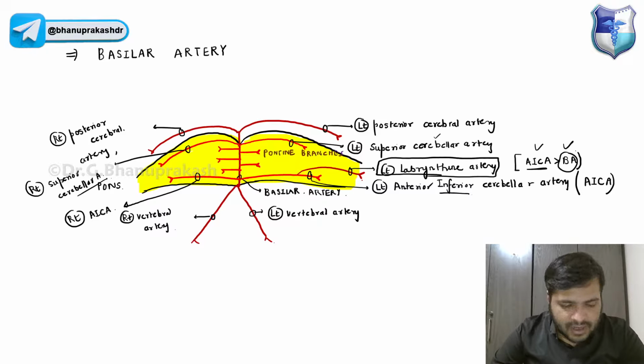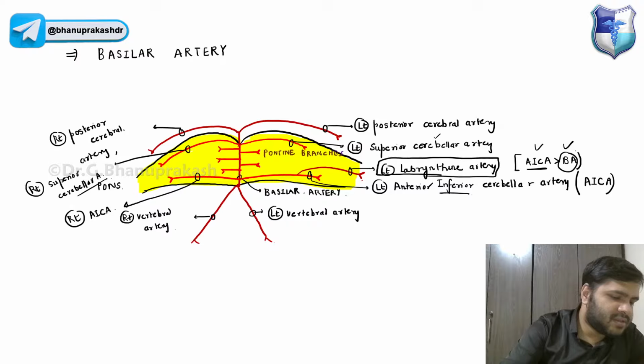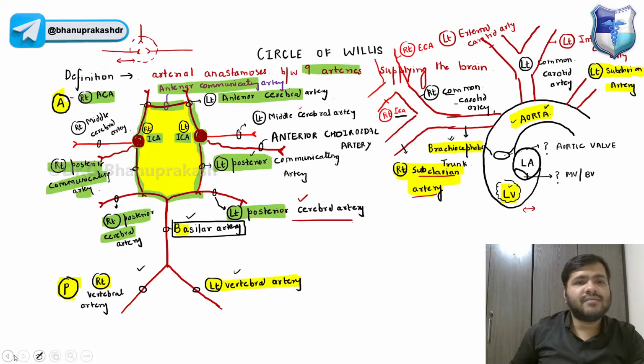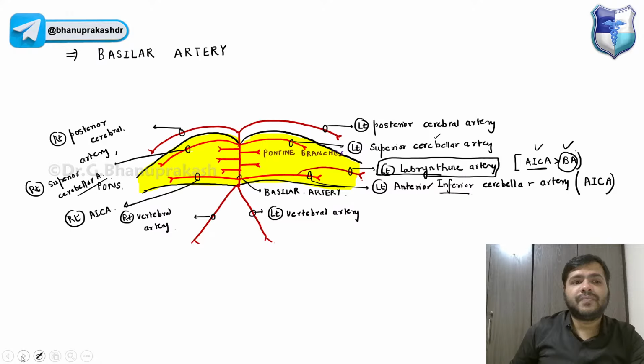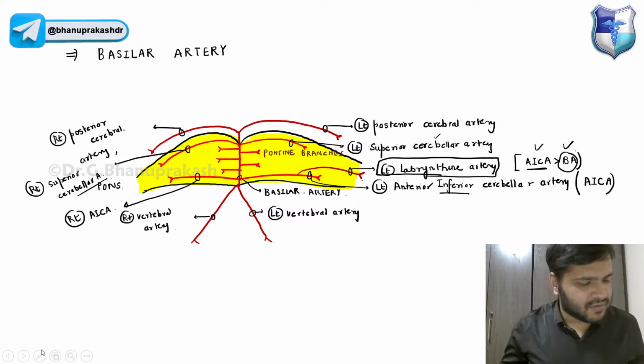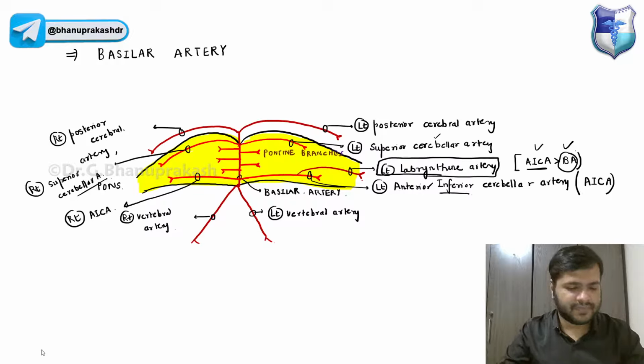So I hope the diagram of the basilar artery is clear to each one of you. Just give me a thumbs up in the chat box if this is clear to each one of you. We have discussed the circle of Willis, and we have discussed the basilar artery over here. Quickly give a thumbs up in the chat box if this is clear, and then I will be discussing the vertebral artery.